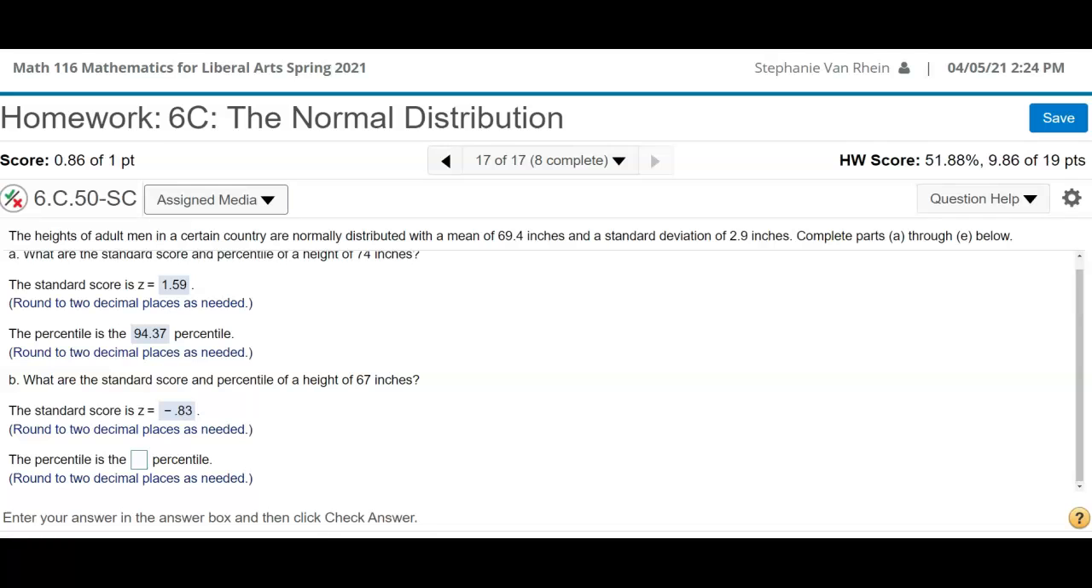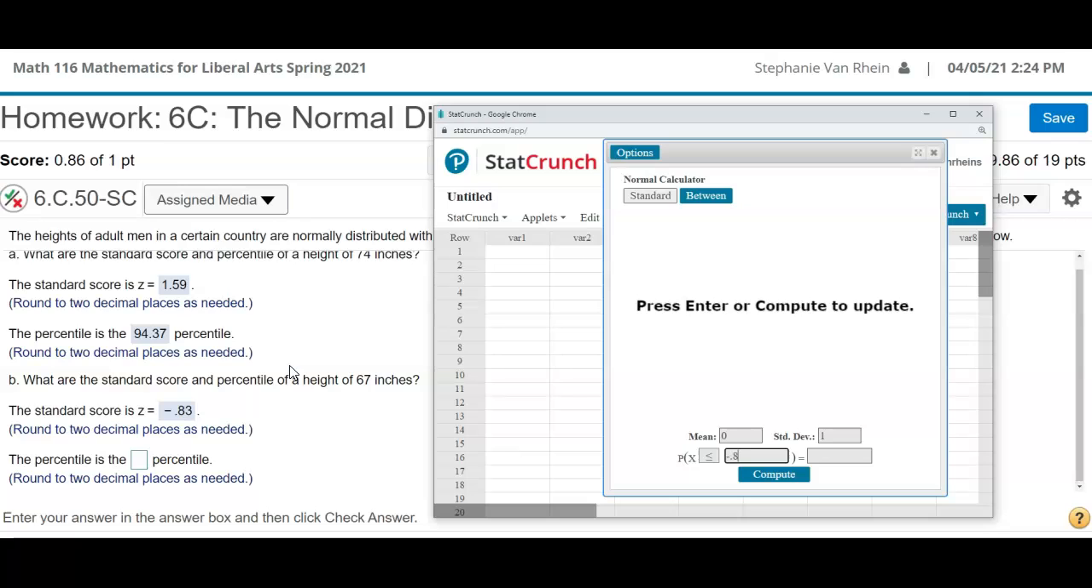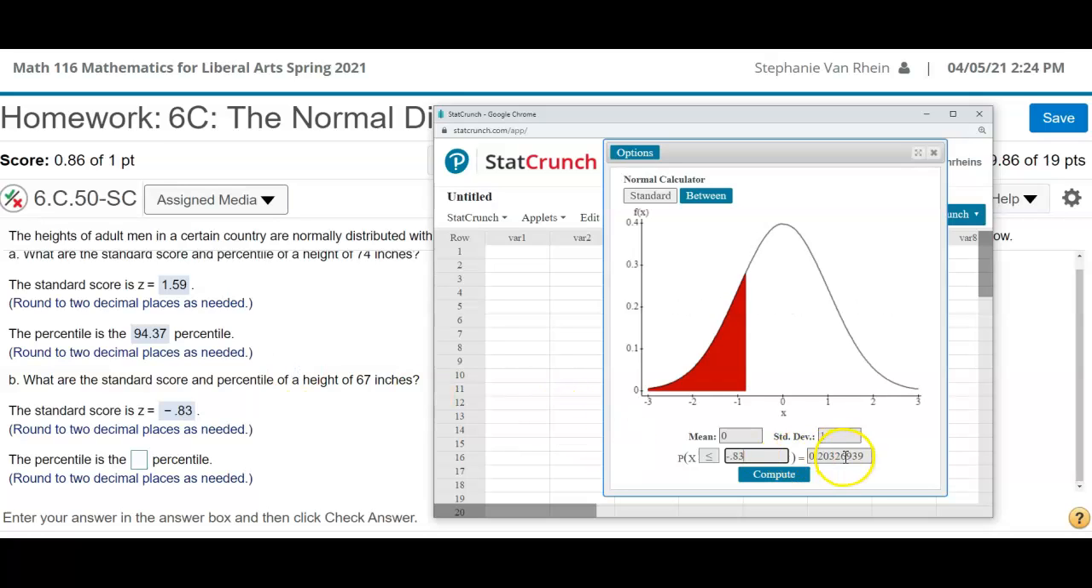So in this case, I'm going to use the z-score, right? So I have a normal distribution. I'm looking for the percentile, which is the probability it falls below that point, which is negative 0.83. And you can see it would be 20.326%. I'm going to round to 2 decimal places. So I'm going to say 20.33.